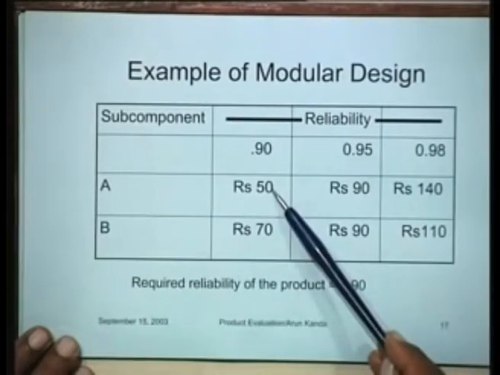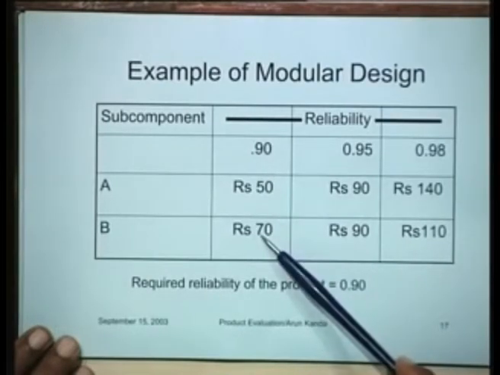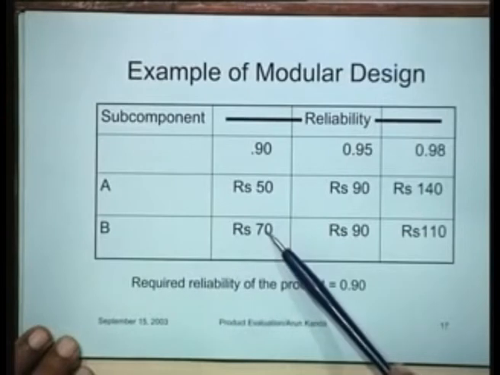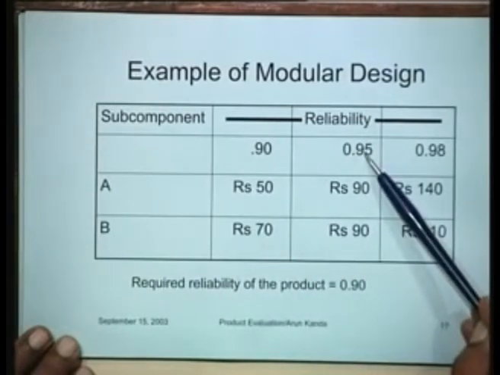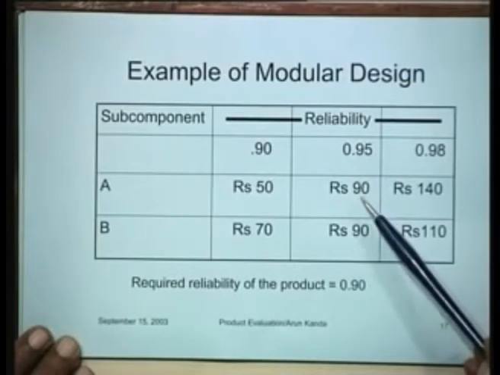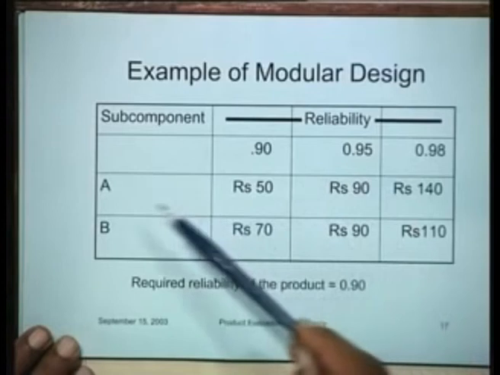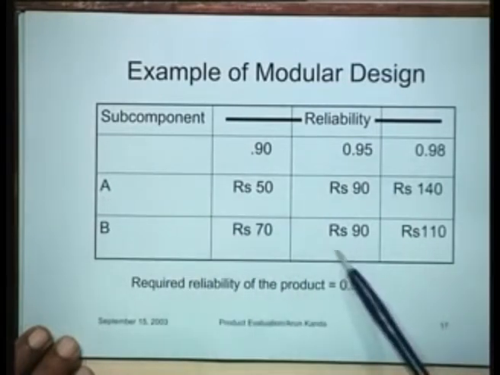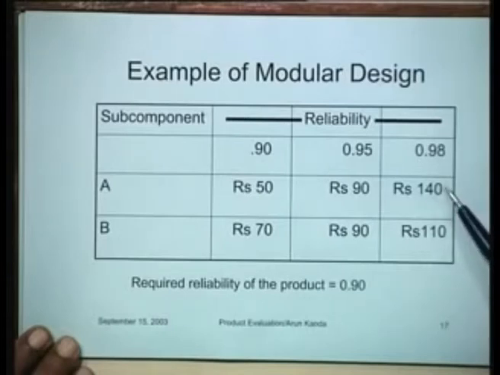So vendor 1 gives you this reliability for 50 rupees and this particular reliability for component B for 70 rupees. For 95% reliability, the same information is that 90 rupees will be the cost of A and 90 for B. So he's supplying both the products at the same cost. And this one is providing a reliability of 0.98 for 140 and 110.